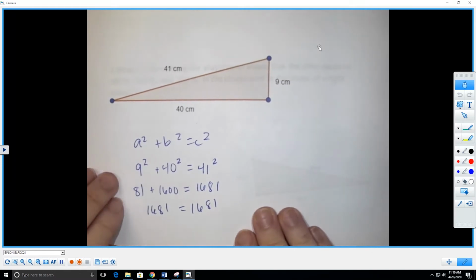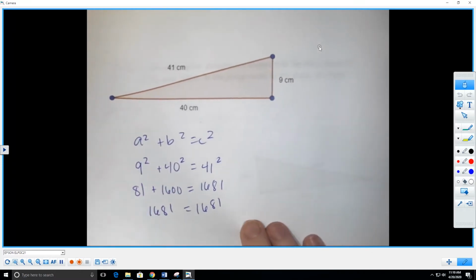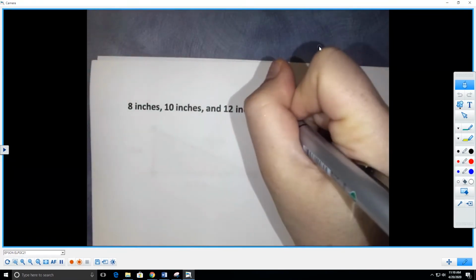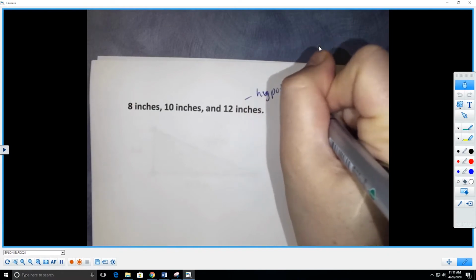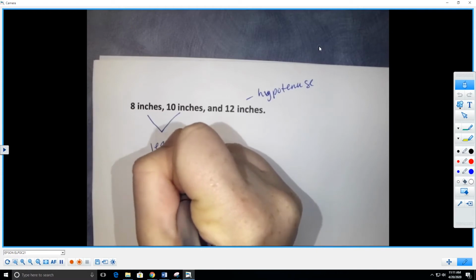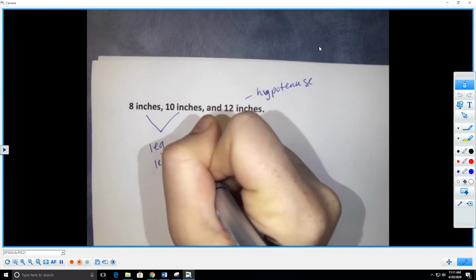Let's think about a second example. You can draw a sketch if you'd like. Here are the side length measures of a triangle. We have 8 inches, 10 inches, and 12 inches. Which measurement would be the hypotenuse and which measurements should be the legs? Did you decide that the hypotenuse should be 12 inches and that 8 and 10 should be the leg lengths if this is a right triangle?